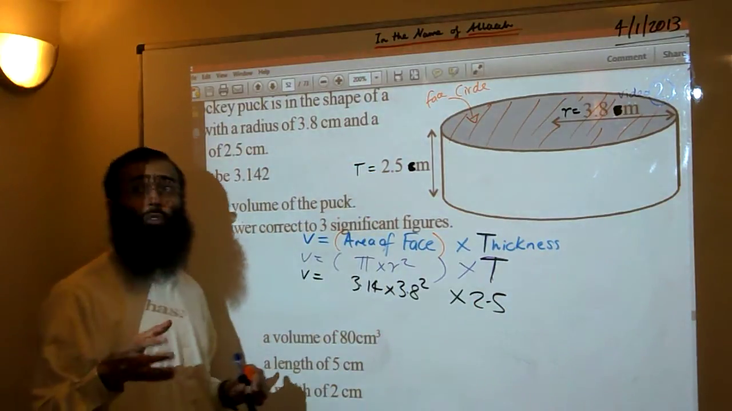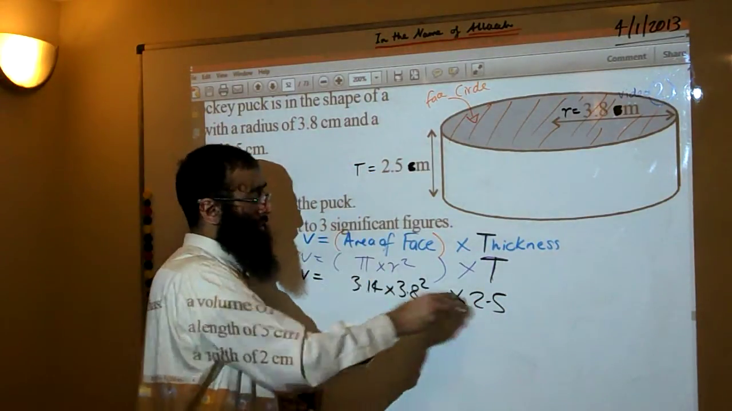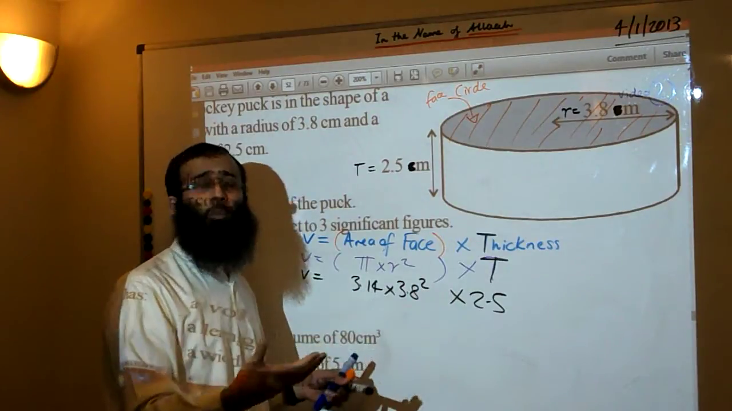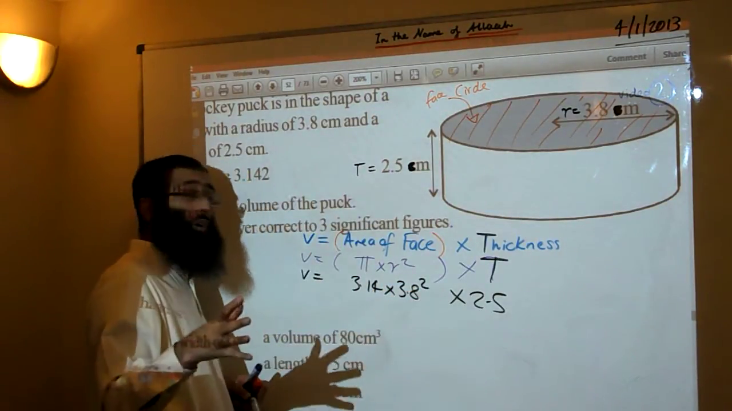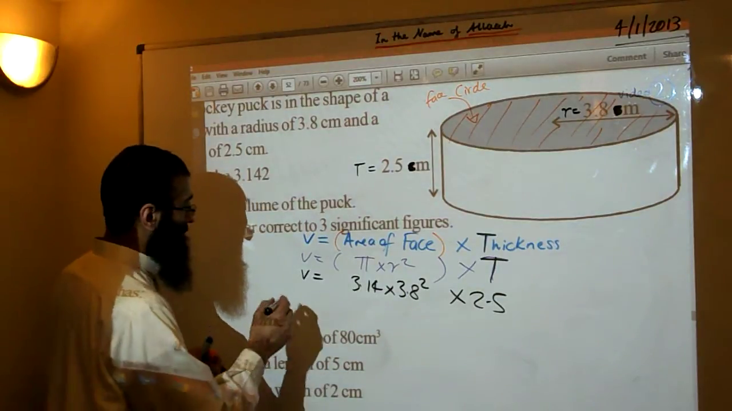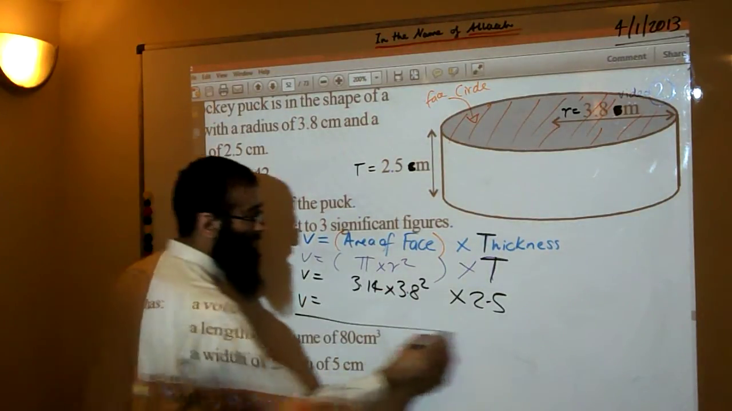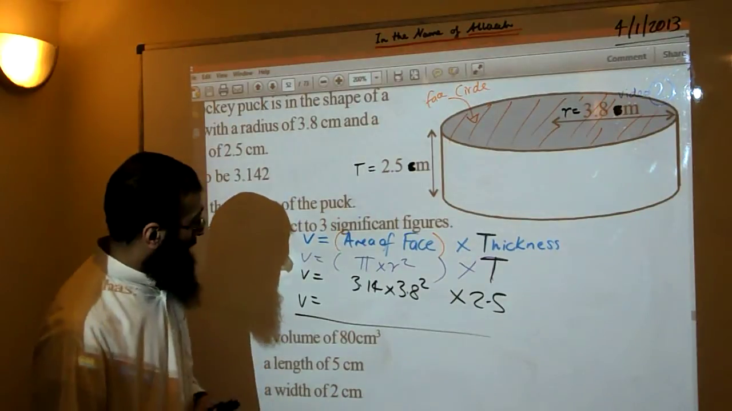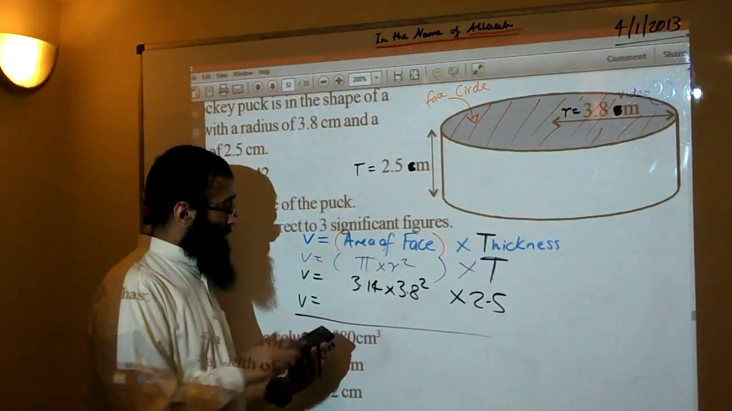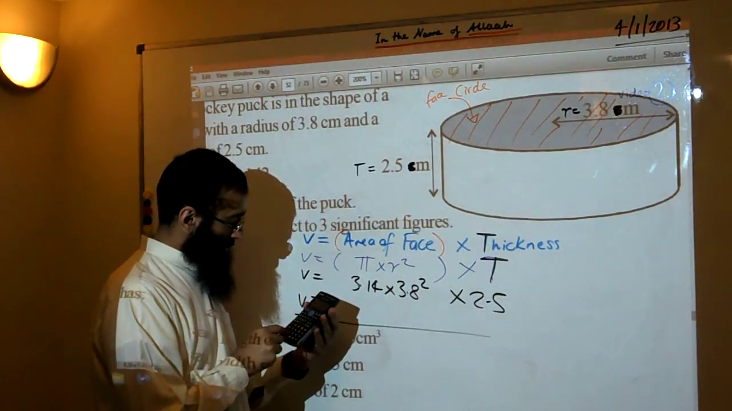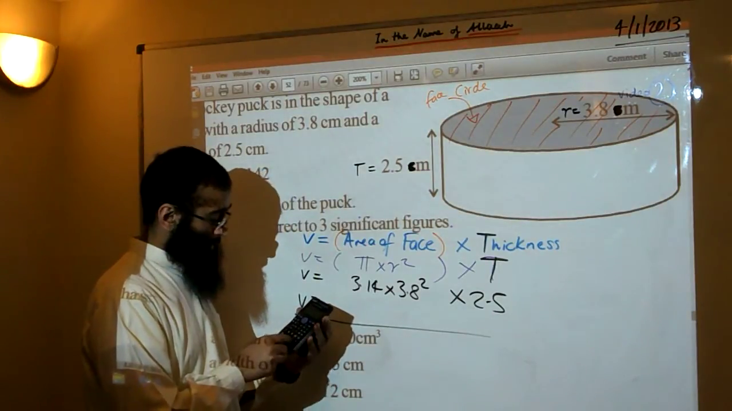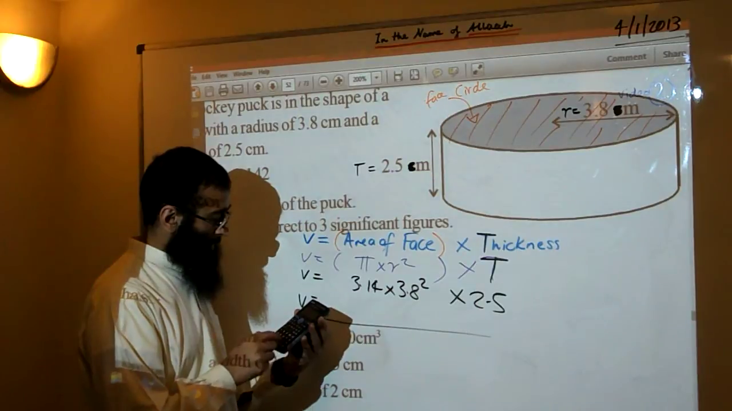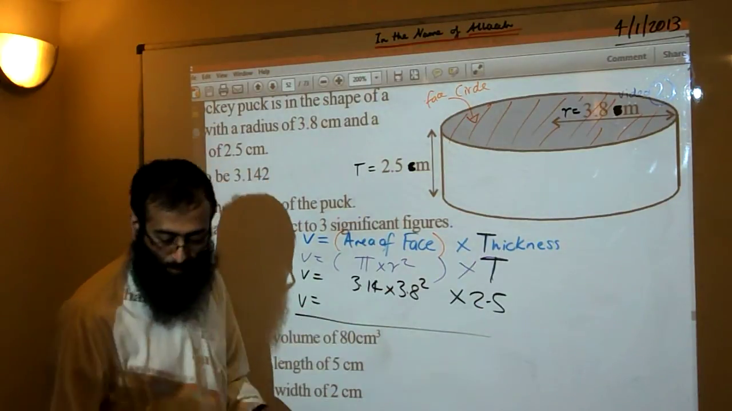Some students have a habit of putting the units into the calculation here. That can confuse matters. Please leave the units out at this stage of the calculation, and put them in only at the end. So let's put this into the calculator. We have 3.142 times 3.8 squared times 2.5, and that gives 113.354.